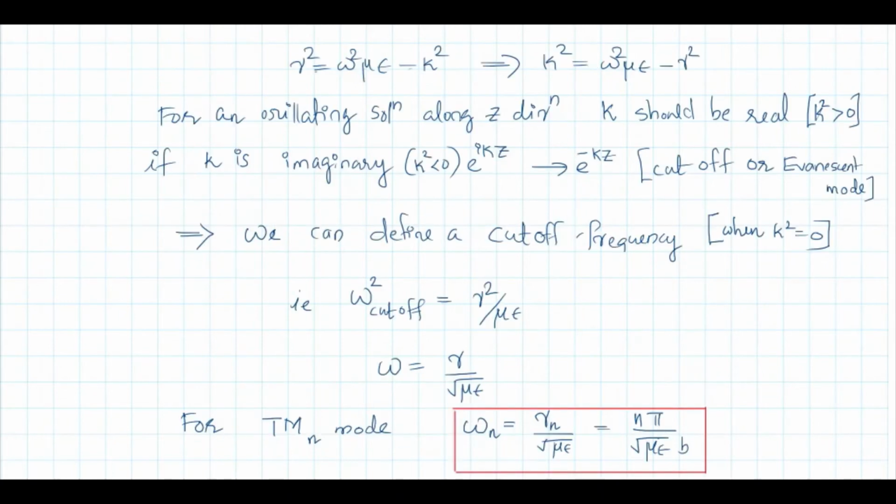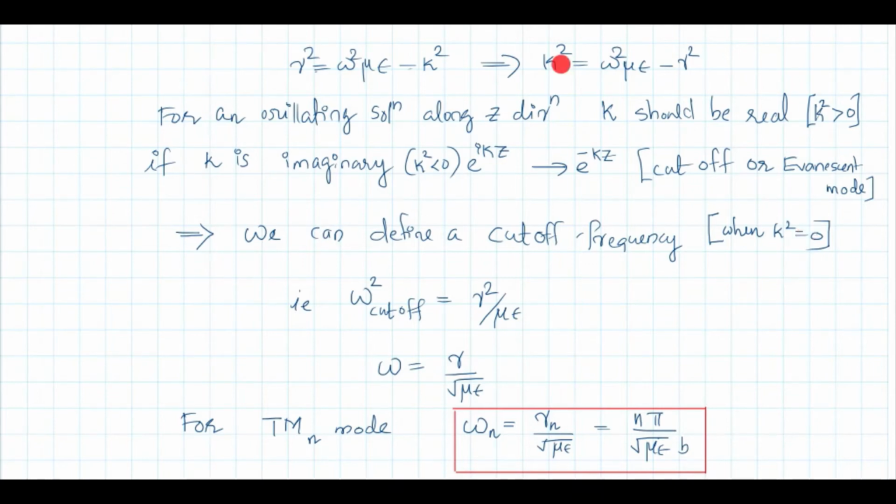So if k is real, you will get an oscillatory solution. If k is imaginary, you will get a decaying solution, and that solution is called the cutoff or evanescent modes. So for a propagating solution, you need k to be real, and that happens when k square is greater than 0. When k square is less than 0, you will get cutoff modes or evanescent modes. The boundary of these two modes is k square equal to 0.